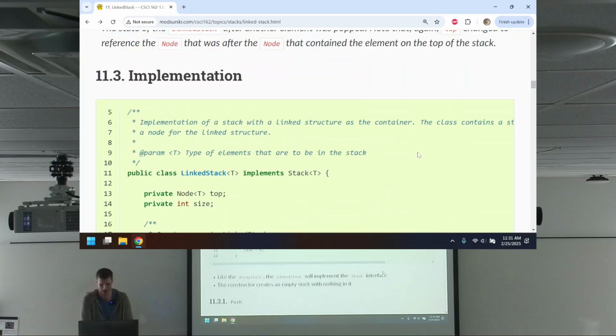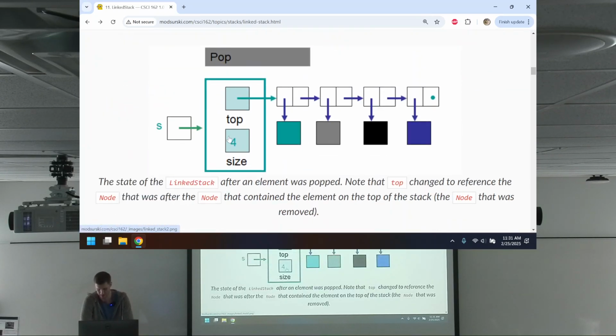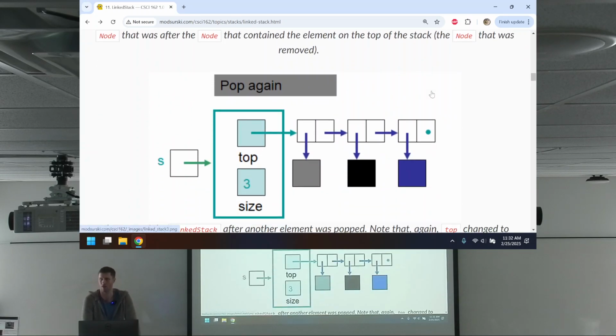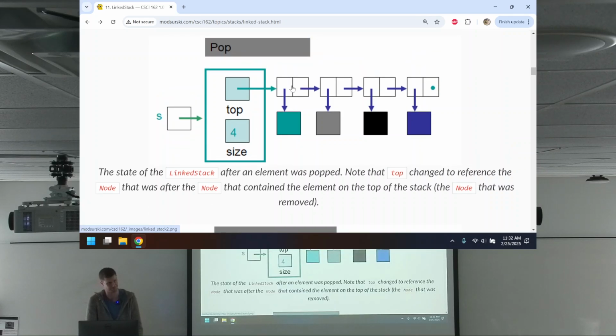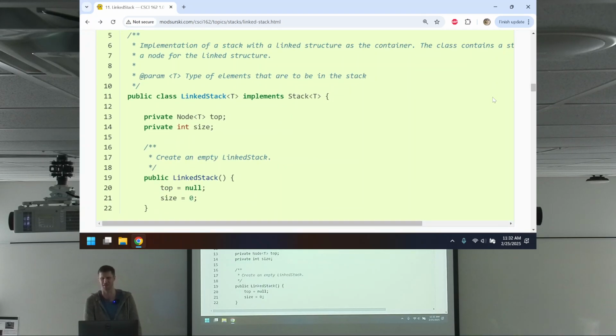So we're defining the link stack. Remember, the idea is we have size as a field, and we have a reference to the top. If it's an empty stack, top will be null. If it's not, we'll have a chain, a link structure of the elements in the stack, where the top of the stack is the thing at the front of this link structure. I'm pretty sure we covered this pretty well, but let's just keep going anyways.